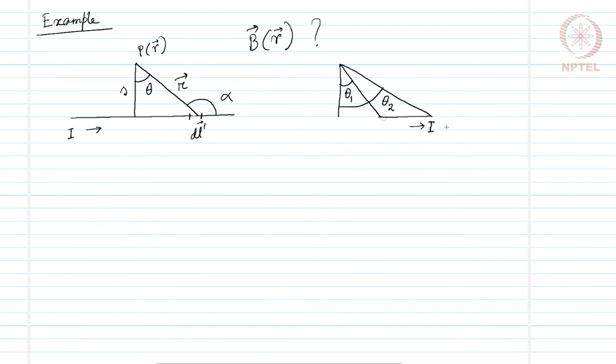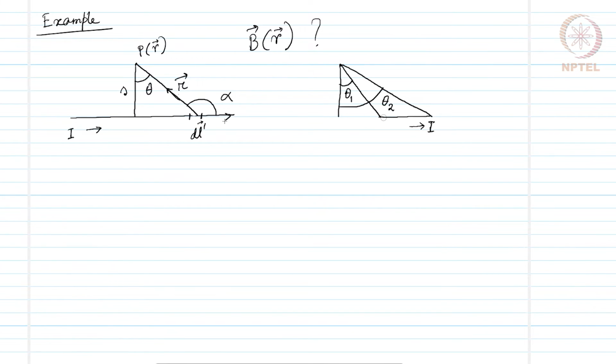So we can find for any theta 1 and theta 2 the magnetic field due to this current I. How do we do that? In this diagram, we can see I cross r cap. So r cap is along this direction and the current is along this direction here. So I cross r cap points out of the screen, and that will be the direction of this magnetic field.